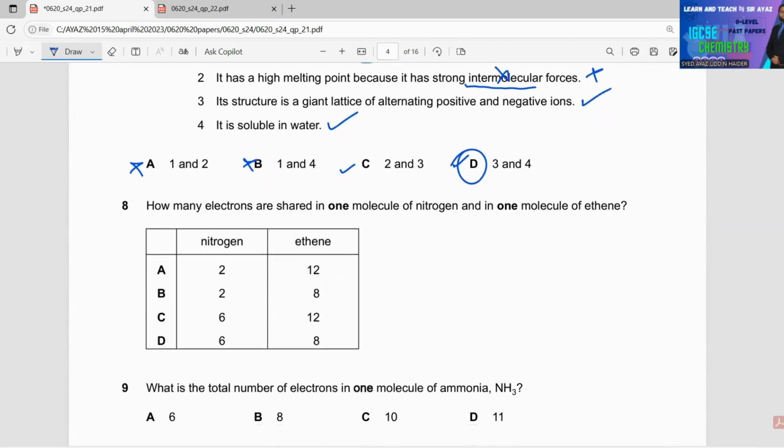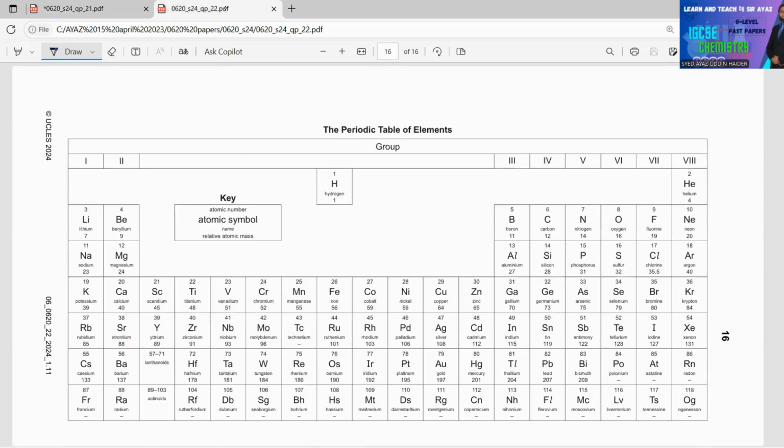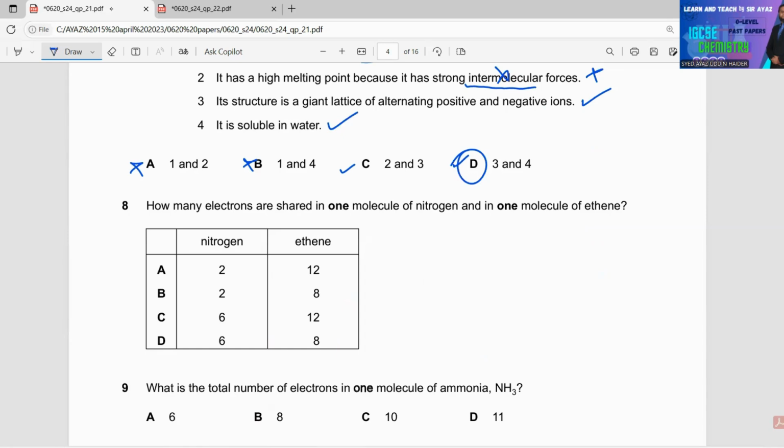Number 8. How many electrons are shared in one molecule of nitrogen and one molecule of ethene? For this, you should know the bond formed in one molecule of nitrogen. Nitrogen is in group 5. 5 means it needs 3 electrons to complete its valence shell. So each nitrogen atom will contribute 3 of its valence electrons to form a triple covalent bond. So the bond must be like this for the nitrogen molecule.